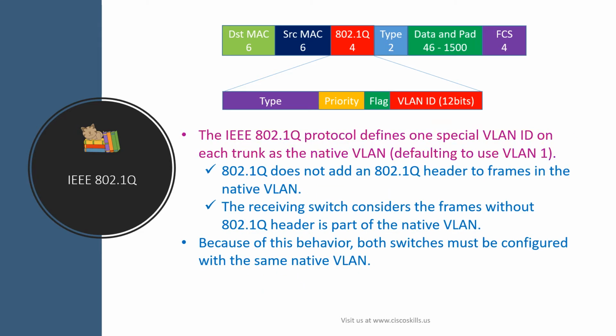The IEEE 802.1Q protocol defines one special VLAN ID on each trunk as the native VLAN, defaulting to VLAN 1. 802.1Q does not add an 802.1Q header to frames in the native VLAN. The receiving switch considers a frame without an 802.1Q header to be part of the native VLAN. Because of this behavior, both switches must be configured with the same native VLAN.